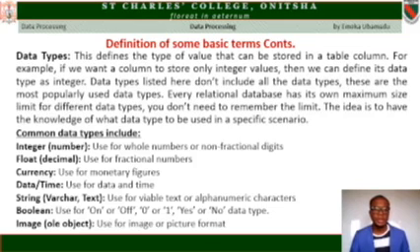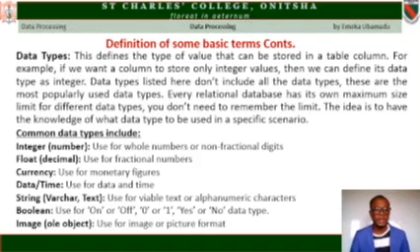Common data types include, the first one we have here is what? Integer. This has to do with numbers, used for whole numbers or non-fractional digits. Floats. This has to do with decimals, used for fractional numbers.